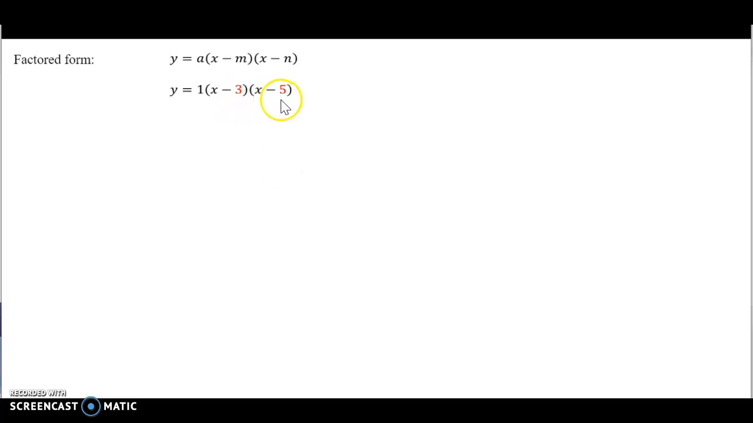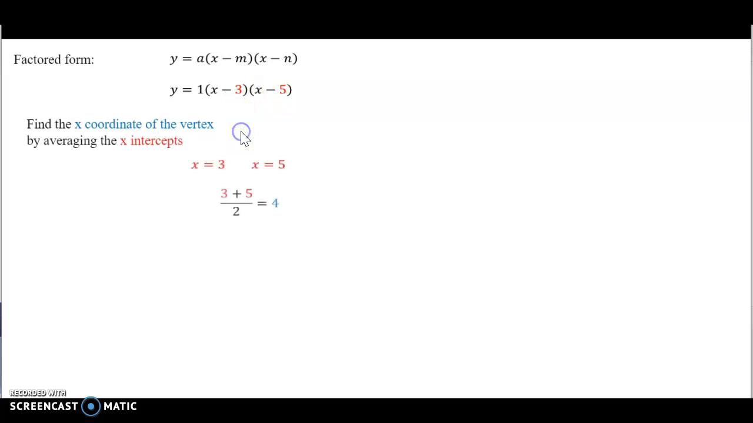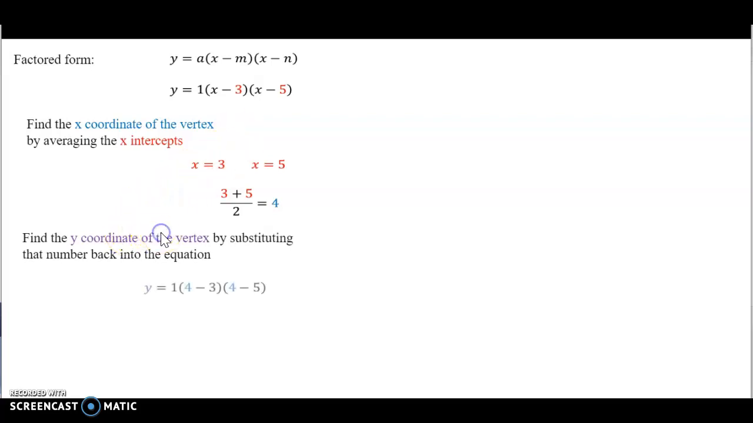3 and 5 are my zeros, and we know that the vertex is going to be halfway between those two zeros. So, again, to find the vertex, we are going to average those zeros, 3 and 5, and divide by 2, which is 4. We know the x-coordinate is 4. Then we substitute that back into the equation to find the y-coordinate of the vertex, and we find y to be -1.